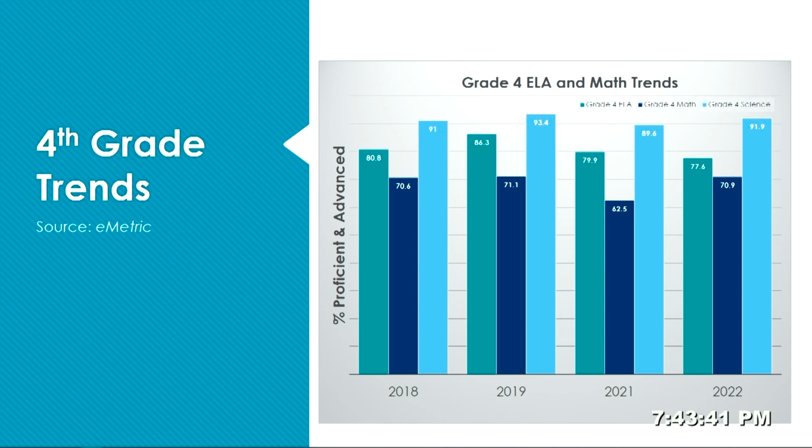Taking a look at the fourth grade, this is the ELA and math trends as well as their science on here. So taking a look here, you can see again, we have the 2018, 2019, 2021, and 2022 data. This looks a little more consistent overall, looking at what our fourth graders have done year over year.